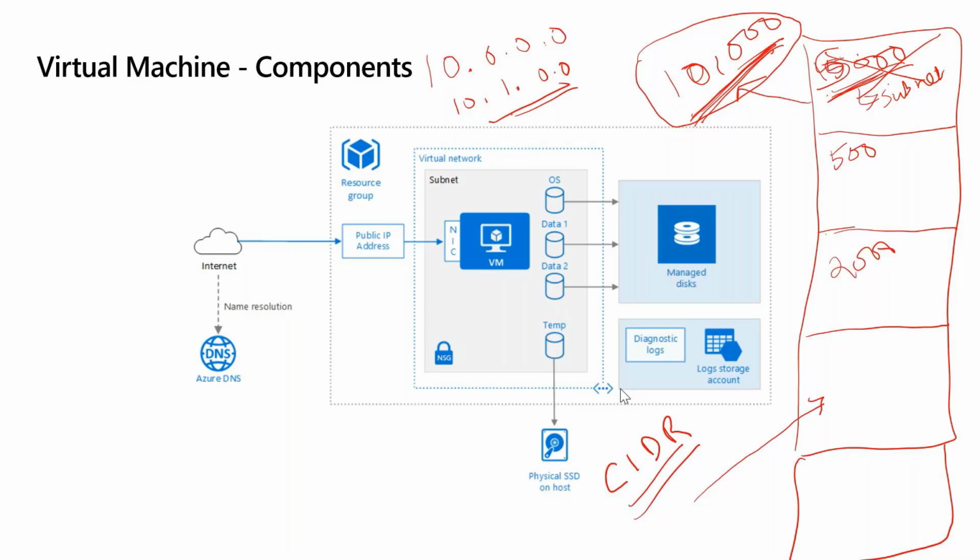And subnet address space, once fixed, cannot be extended. That's not possible. For example, here it is 500, right? Let's say after you attach some resources to this subnet, you cannot change it to 600 or 700. Not possible. This is really, really important.